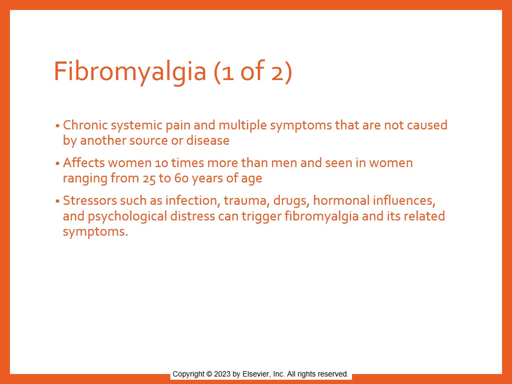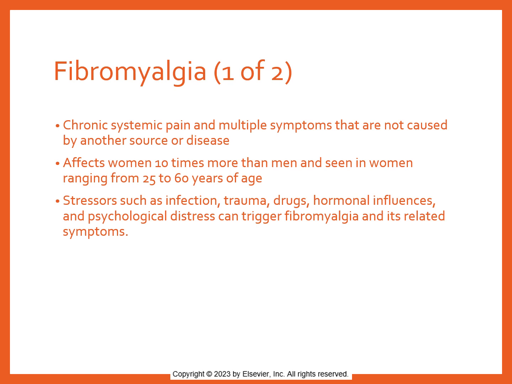In the 1970s, fibromyalgia was identified as a condition of chronic systemic pain and multiple symptoms that could not be explained as caused by any specific source or disease. The condition is still not fully understood. It is considered a problem with pain regulation and classified as a disorder of central sensitization. This disorder affects 10 million people in the United States. Of the 10 million people affected, 75 to 90% are women between the ages of 20 and 50 years old.